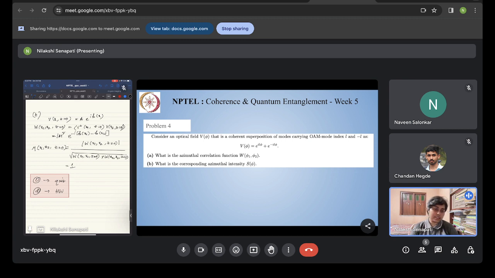I am very sure that you will get this question in your quiz. So try to understand and solve this problem in the same manner as we did for the temporal case and spatial case. It will be the same, but now it is in a different degree of freedom, which is the angle, OAM degree of freedom. So try to do it by yourself. You will have this question in the assignment for sure, and you will get this kind of question in your end semester examination also. So have a look and try it by yourself, and then we'll discuss it in the next class.